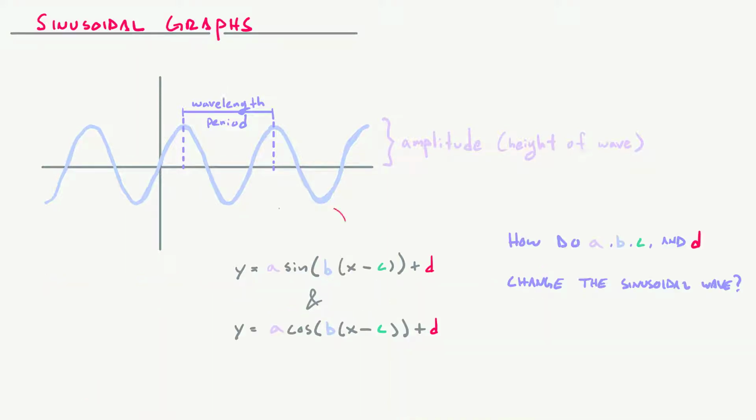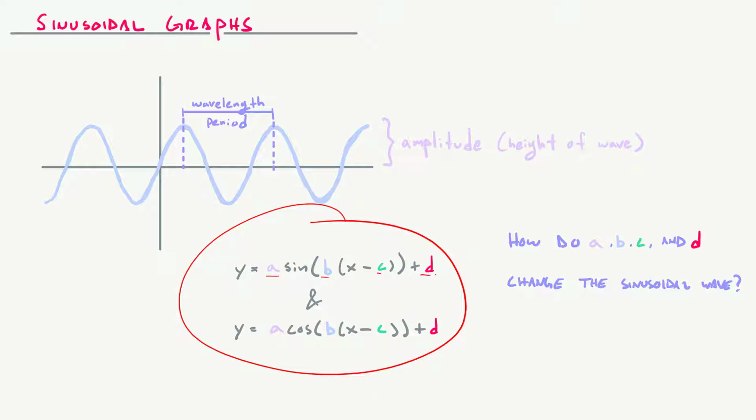So these are the things we're going to be transforming. Anything that looks like this. We want to look at how do A, B, C, and D, right, these four different transformation variables, how do they change the sinusoidal wave? So I want to look at Desmos, play around with these variables a little bit, and then we'll come back and quantify exactly what these things are doing.